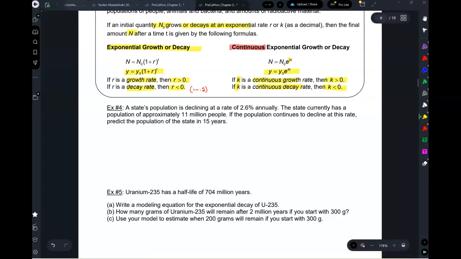Fabulous. Okay. The state's population is declining at a rate of 2.6% annually. The state currently has a population of approximately 11 million people. If the population continues to decline at this rate, predict the population of the state in 15 years. This is declining. That's the most important thing. At a rate of 2.6% annually. So the rate is negative 0.026. Okay. The state currently has a population of 11 million. So we're going to say Y naught is 11 million.